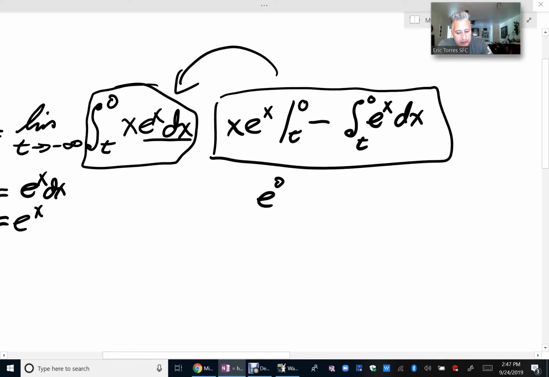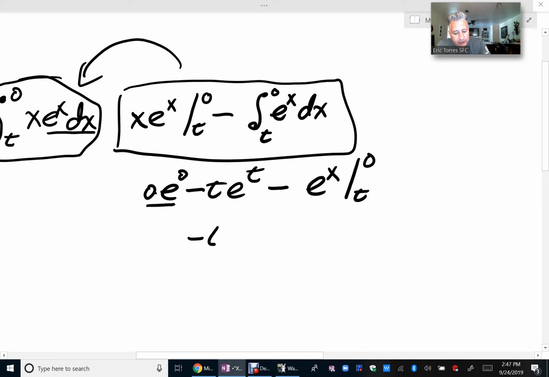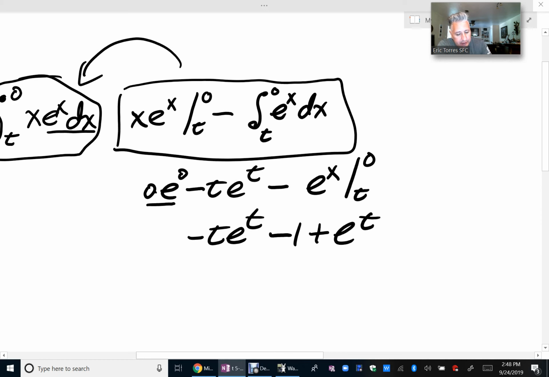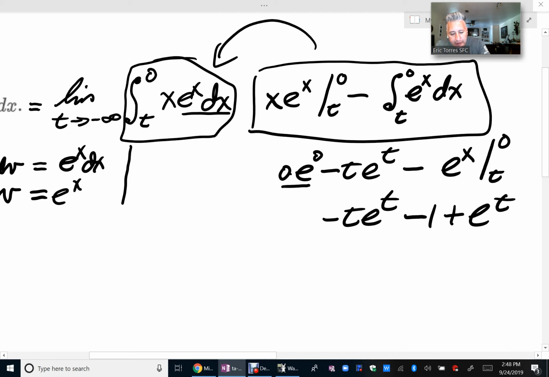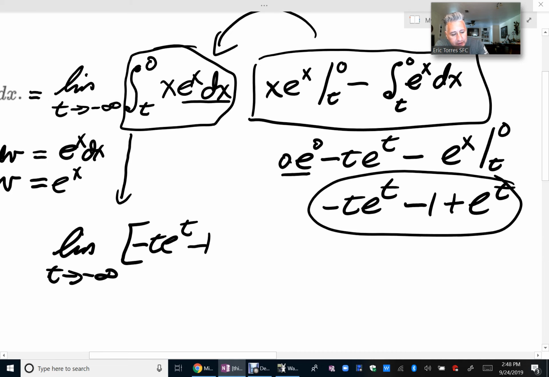I get e to the 0, 0 times e to the 0, minus t e to the t, minus the antiderivative of e to the x, which is e to the x from t to 0. Of course, the first term is 0, so I get negative t e to the t. Plugging in 0, e to the 0 is 1, and a double negative gives plus e to the t. Now I'm going to take the limit as t approaches negative infinity of this: negative t e to the t, minus 1, plus e to the t.